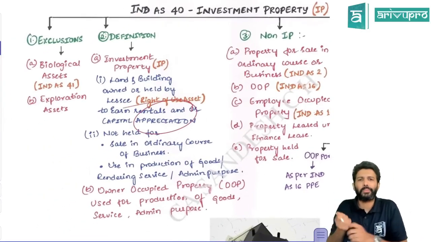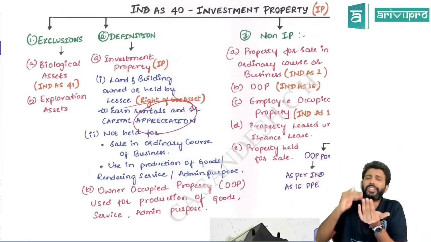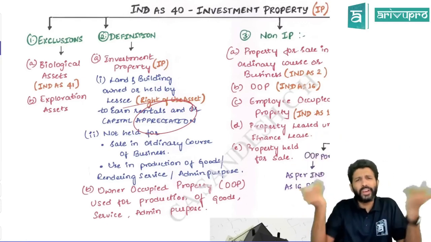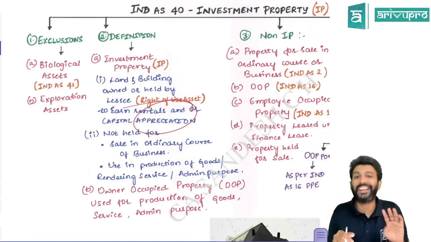You purchased a land or a building, you have rented it out to get some rental income, or you are holding it with an intention that its value will increase in future, where you can sell it off and make some money. Such properties, such land and building, we call investment property.